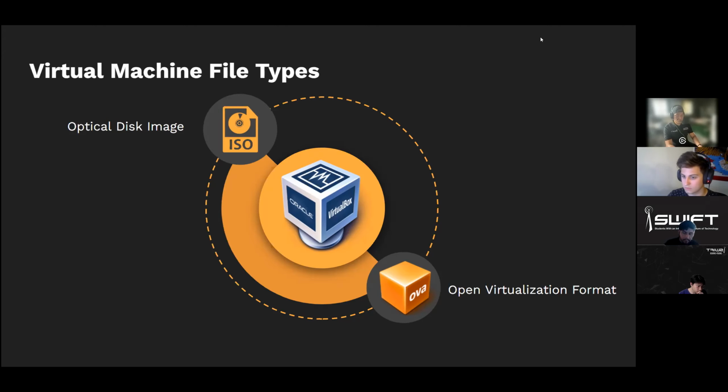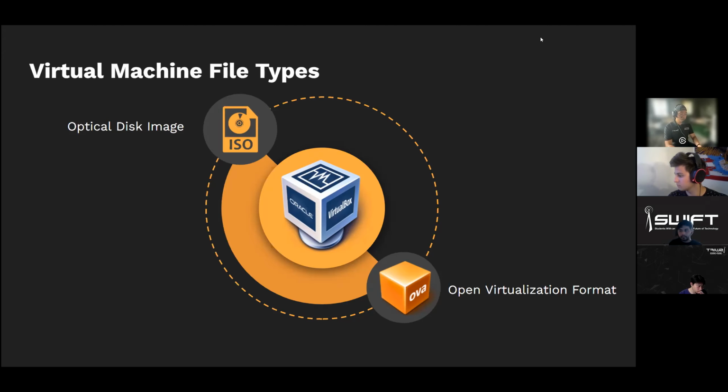Back to ISOs, they're optical disk images. They function as CDs. Normally, when you install an operating system, you're going to install it by using a CD into a blank computer. With the ISO file type, you essentially do the same thing, except it's not with a physical CD. The OVA is the other file type that we're going to be encountering.